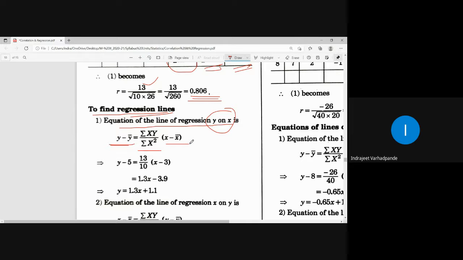Purposely I will be using this form because I am having the values of summation xy as well as summation x square. Another formula for calculation of line of regression is in terms of standard deviation. So this particular coefficient is called regression coefficient, which is summation xy upon summation x square, which is r into sigma y upon sigma x. But this is available only when we are calculating the variance or standard deviation.